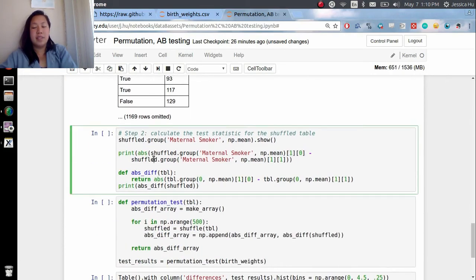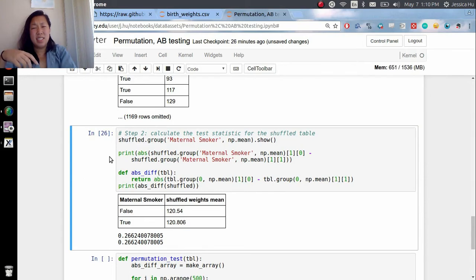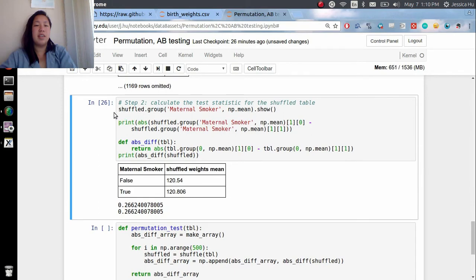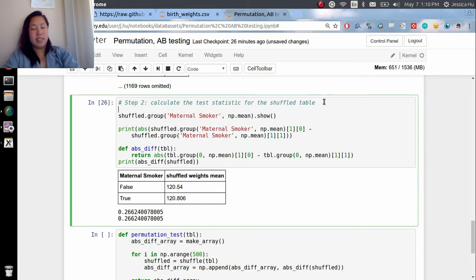Okay, so the next one, we want to calculate the test statistic for the shuffled table. First, I'm showing you what the means look like after I shuffled it. And you can tell that they're a lot closer together now versus before, when they were almost 10 apart, I think, I don't really know what the units were. Here they're almost the same. And then here, our test statistic, the absolute difference.